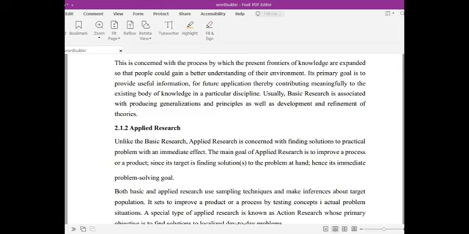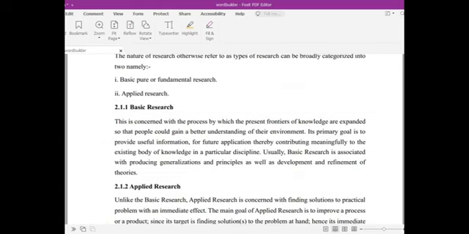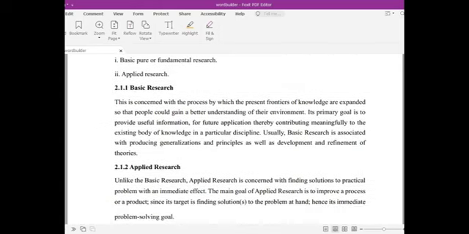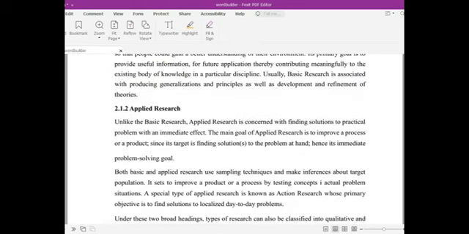From the word applied, you can see it's not just like the basic one. It is something that is applied. It has to do with finding solutions to practical problems. It has to do with practicality. Finding solutions to practical problems with an immediate effect, no delay. There has to be an immediate effect.